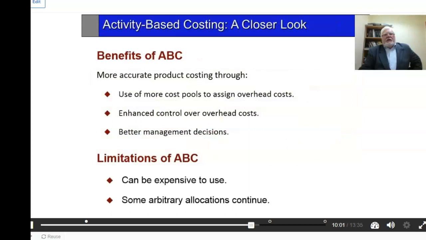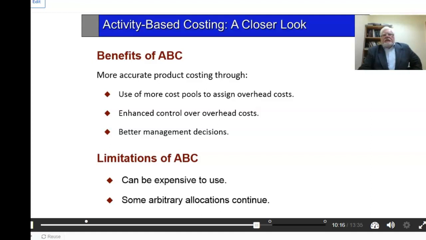Now, the benefits of ABC, we use more cost pools. It's more refined. We have more control over those costs because we understand them. We've looked at them in turn. We just didn't lump them together as we did in the past. And therefore, we can make better decisions.